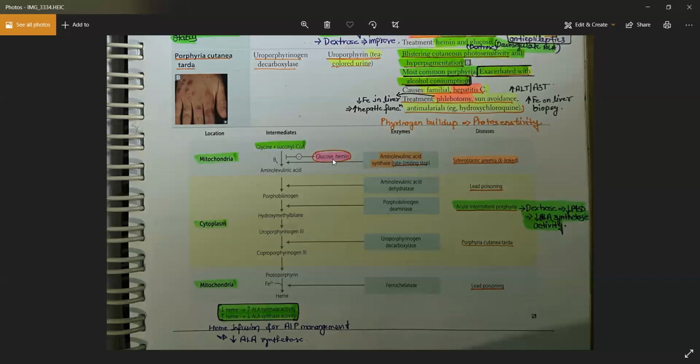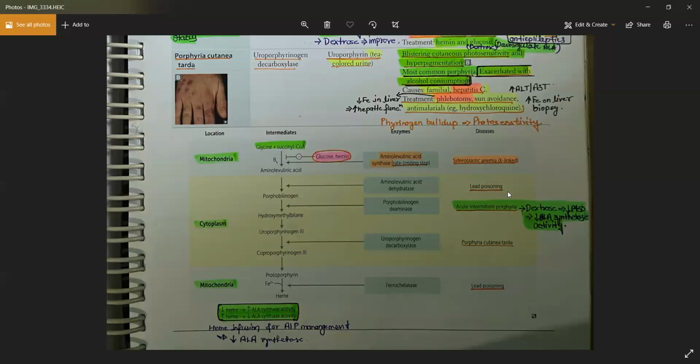Okay, so let's discuss all the diseases. We have discussed sideroblastic anemia already, in which you have a deficiency of ALA synthetase. Okay, we will discuss lead poisoning, in which you have inhibition of ALA dehydratase and ferrochelatase. Because ferrochelatase is inhibited, you will have a high level of protoporphyrin in case of lead poisoning. Then you have acute intermittent porphyria.